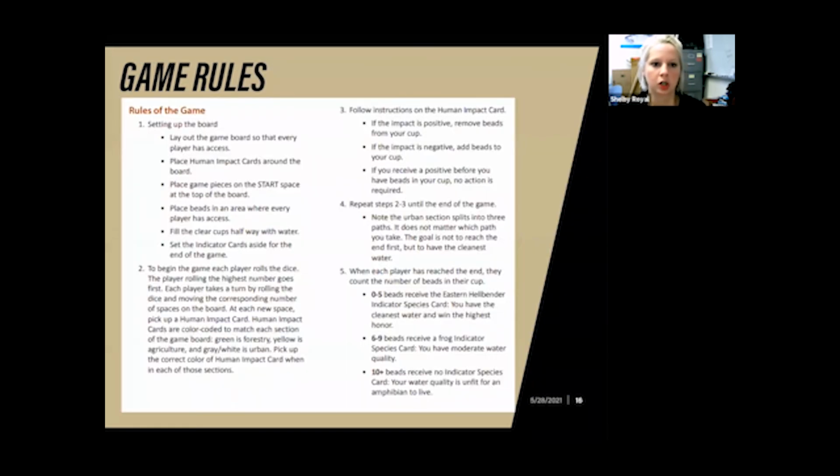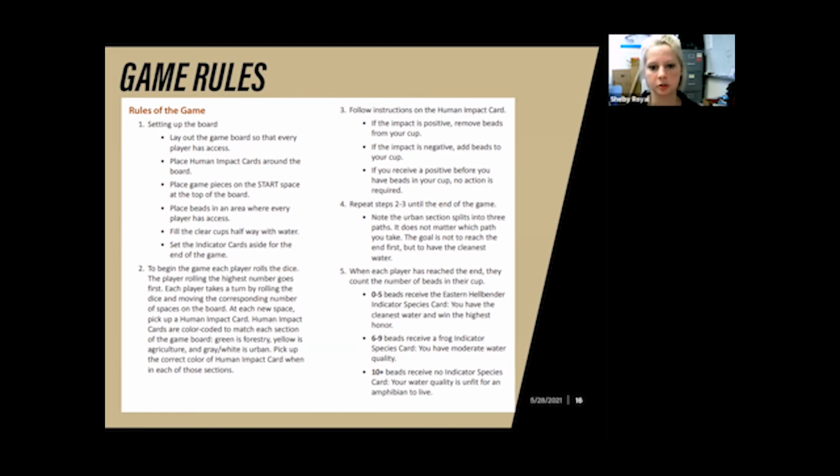I'll go over the rules of the game real quick. If you want, you can pause this and show your students how you want to go about the game. It's really easy to set up. You lay out all the game boards so that every player has access. You place human impact cards around the board, place game pieces on the start, and beads in the areas where the player has access. Fill the clear cups halfway with water, and set the indicator cards aside for the end of the game.